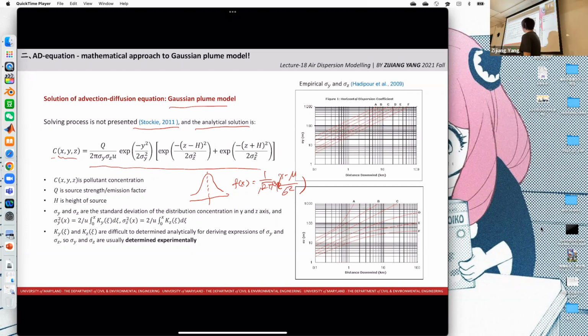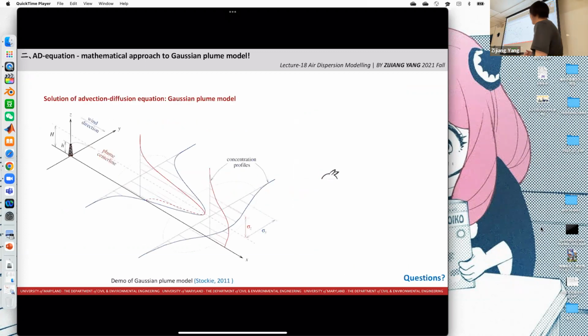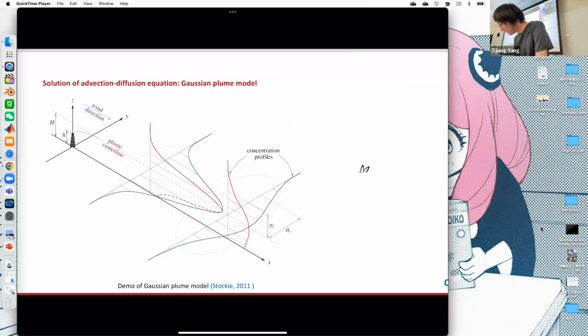And based on this form, we can see that we have 1, 2, 3 Gaussian distributions. Intuitively, it is something like this. This is the x direction, this is the y direction, and this is the z direction. Along the y direction, we have this normal distribution, and along the z axis, we also have another normal distribution. So these are the 2 normal distributions in this plume.